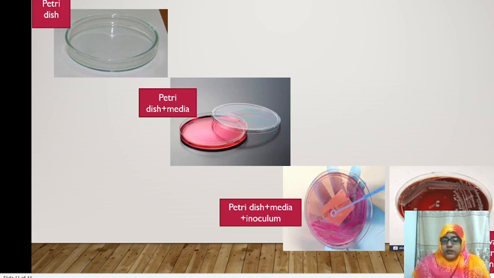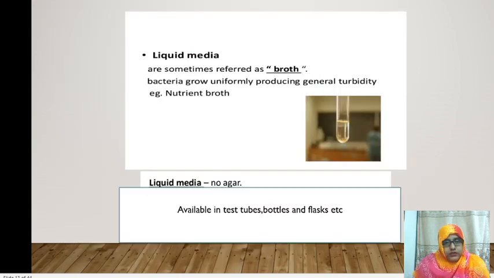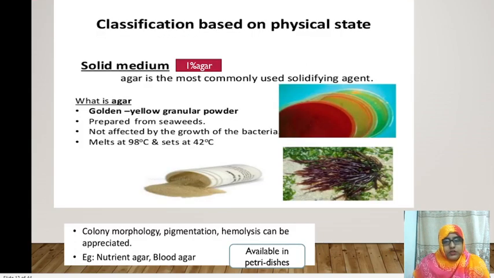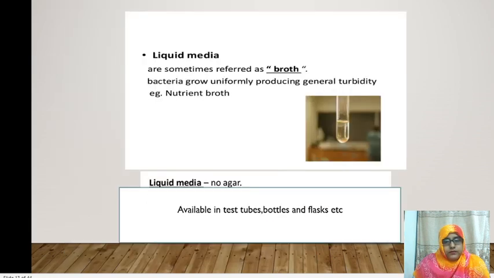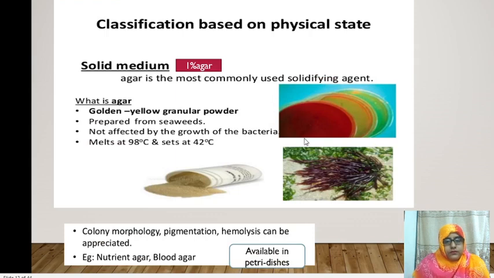Alright, let's move toward the other topic, the classification of media. Classification based on physical state, like physically seeing something and observing whether it is solid, semi-solid, or liquid. That is basically the physical state: liquid, solid and semi-solid. These types of media are discussed here.